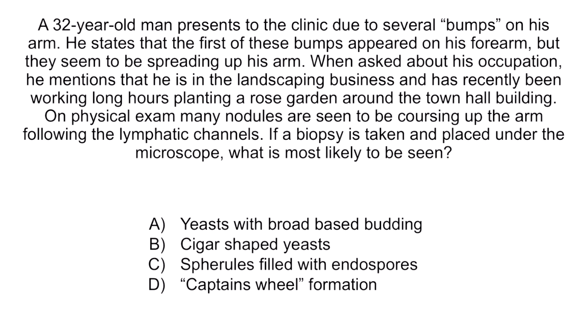So this 32-year-old man presents with several bumps on his arm, which turn out to be nodules following the lymphatic channels of the arm. In this case, nodules are seen coursing up the arm following the lymphatic channels. And this presentation shows nodular lymphangitis, with the inoculation site being the first of these bumps appearing on his forearm.